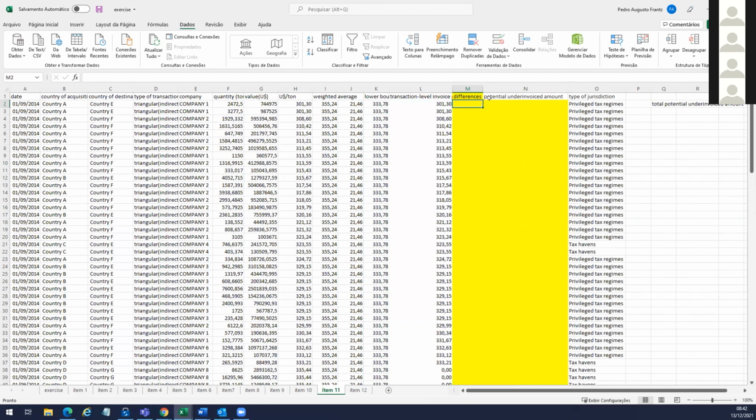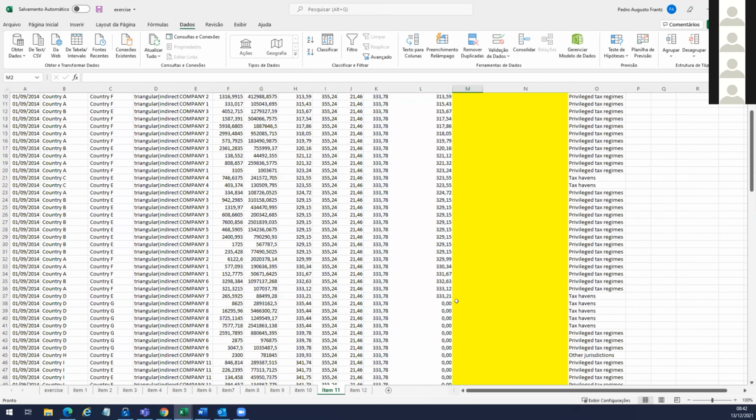I need the difference. When this price is 0, the price is not below the upper bound, I need to put the difference 0 here, because if not, the difference between lower bound and this, you see great, but must be 0 because we don't have a suspicion here.